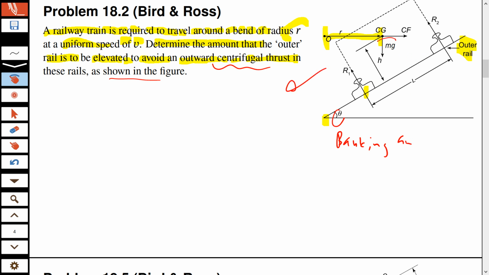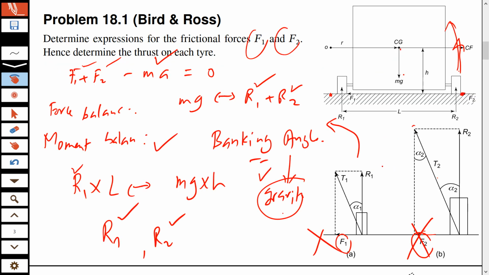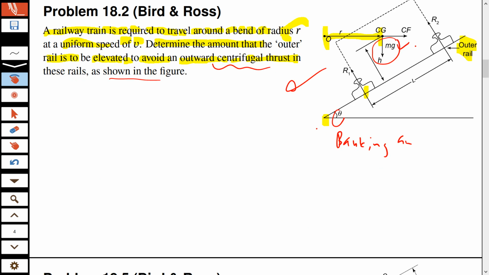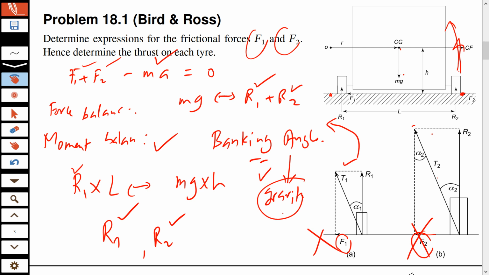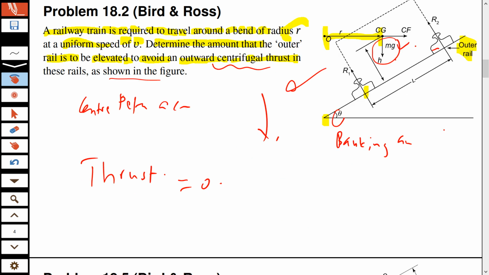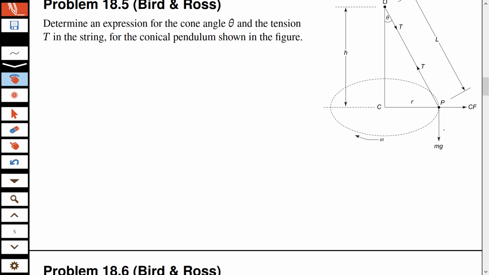सो इसमें जाहिर बात है वहां पे mg was not doing anything, it was only balancing r1 and r2. Now a component of mg will be used to produce the centripetal acceleration, and if you solve this problem it will turn out that the thrust on these two tires is zero, क्योंकि इस thrust की जरूरत ही नहीं है फिर, ठीक है. So that was all from these two.